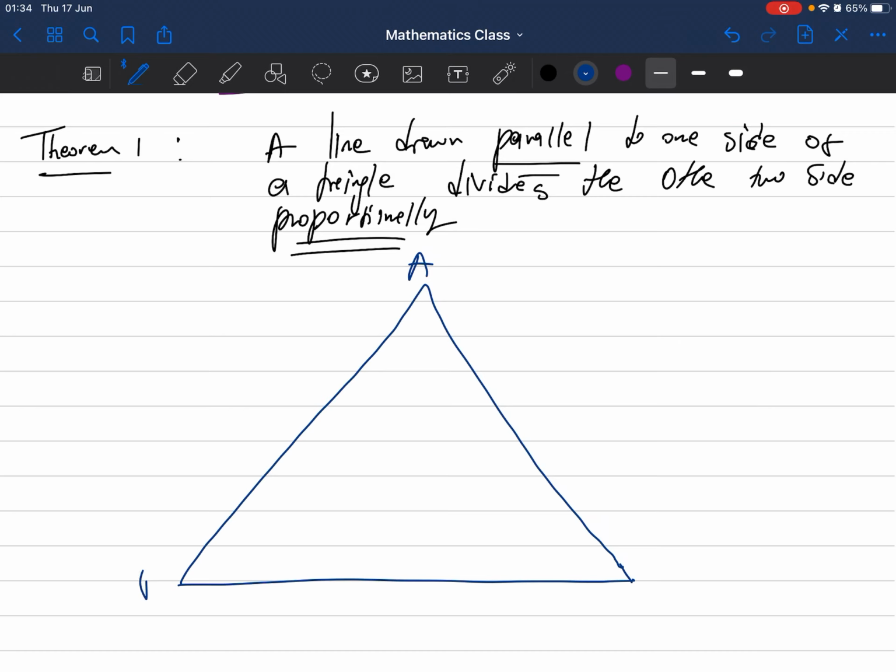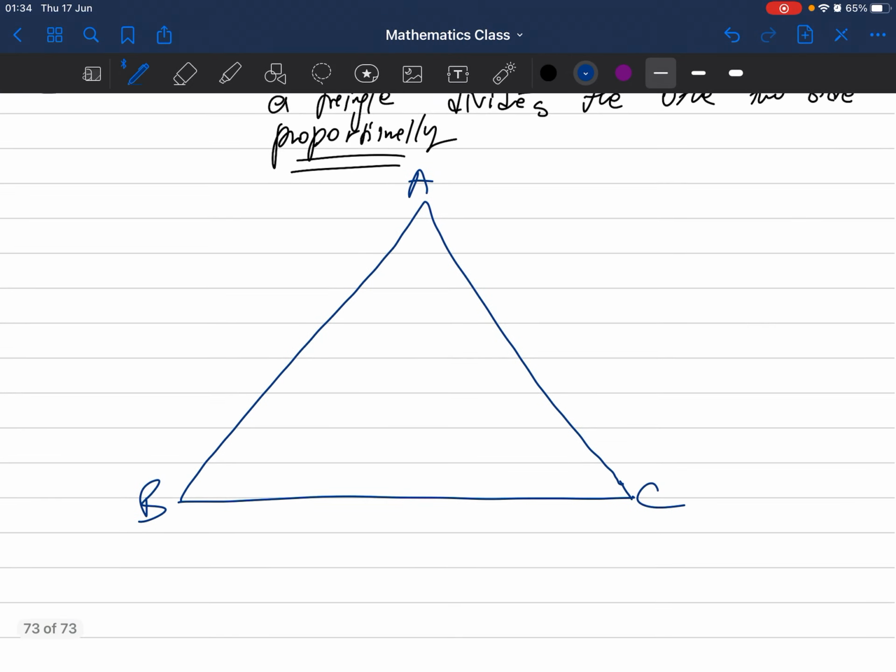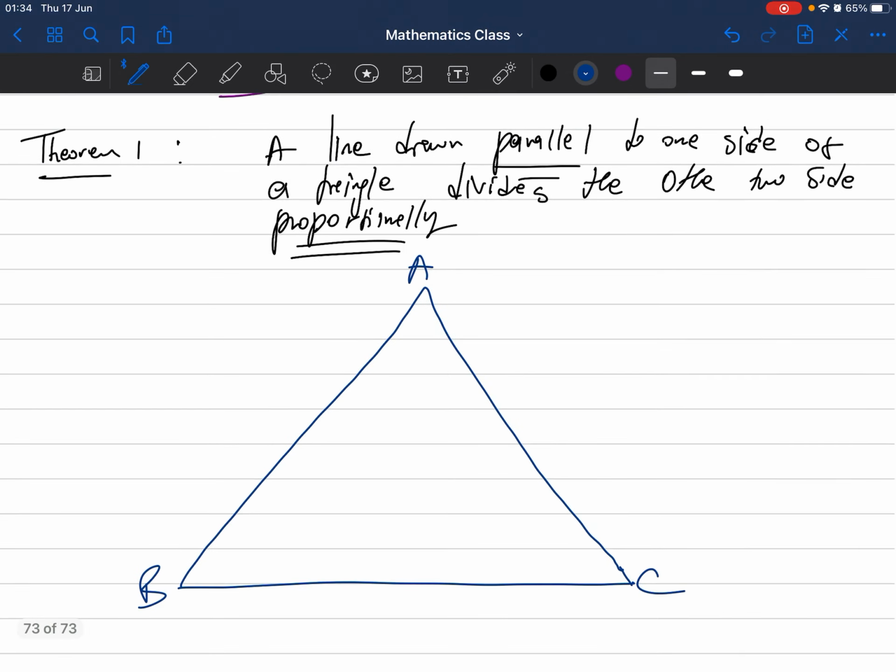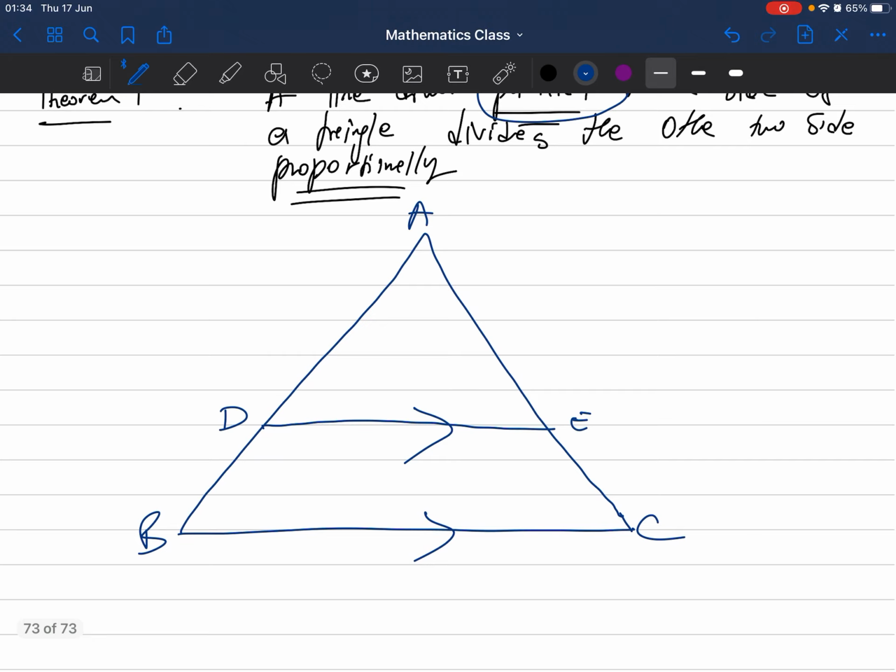Say you have a triangle ABC, okay? And then they say that the line is drawn parallel. So we have a line here, let's call it DE. It's drawn parallel to BC, to one side of a triangle. And then these other two sides of the triangle are divided proportionally, right? So what does it mean if two sides are divided proportionally?